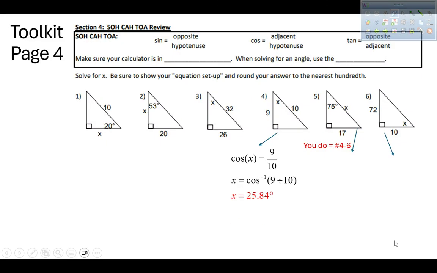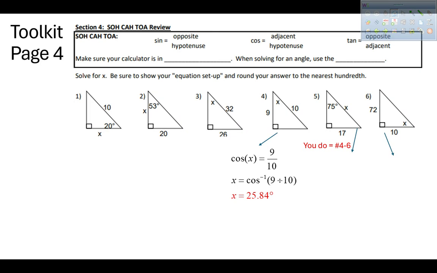All right, so for the number 4, I used cosine. I had the hypotenuse because I had the side length opposite of the 90-degree angle. And the 9 is touching the x, which makes it adjacent, not opposite. So I've got the adjacent and the hypotenuse, which leads me to do cosine. Cosine of my angle, which I don't know, so I put x, is adjacent 9 over hypotenuse 10. And then if I want to solve for the angle, to get rid of the cosine, I need to use the cosine inverse. So I ultimately did the cosine inverse of 9 divided by 10. 25.84 degrees. You okay with that one?